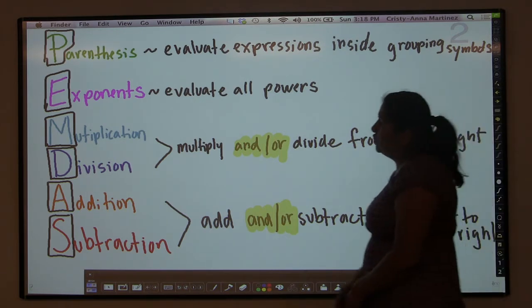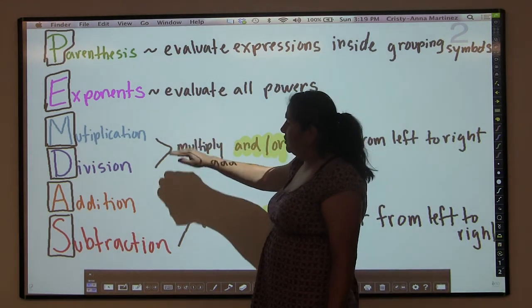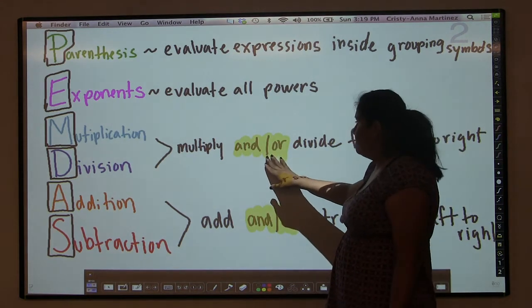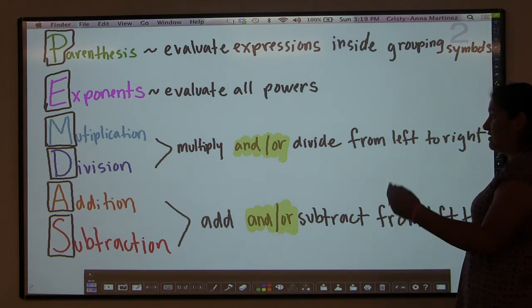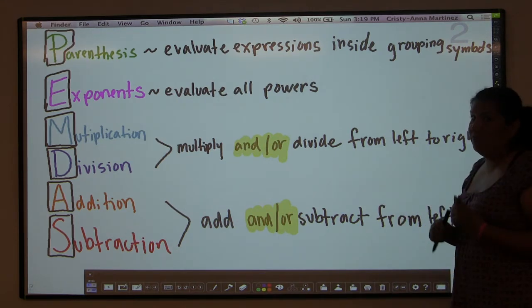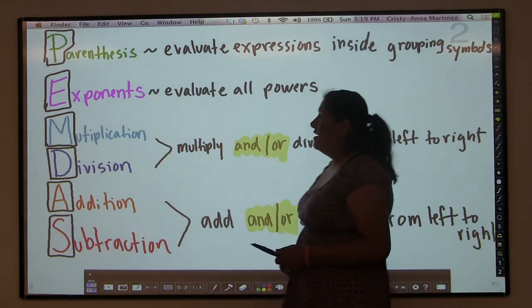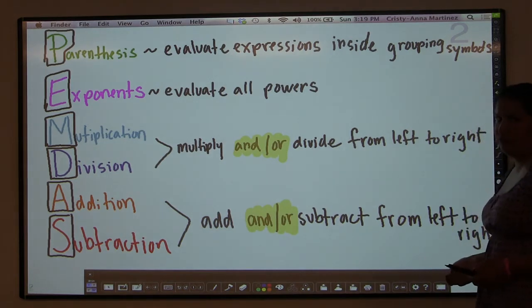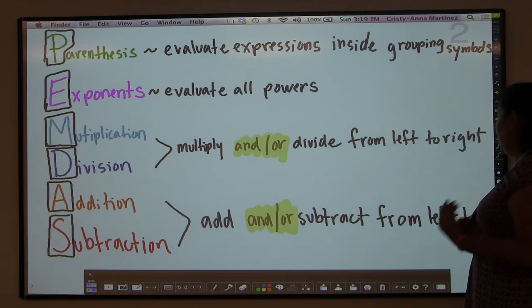And then I put these two together like this because they can technically go in any order, multiplication and division. You multiply and or divide from left to right. So if division comes first, left to right, then you would actually divide before you multiply. So these could actually go in any order depending on their position left to right. And the same is true for addition and subtraction. You can add and or subtract from left to right.